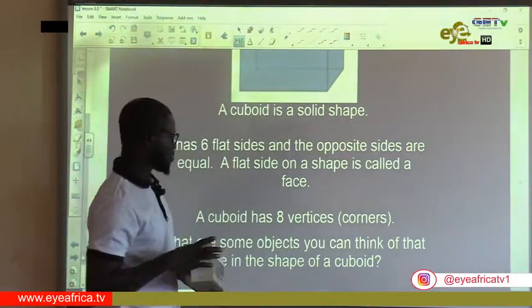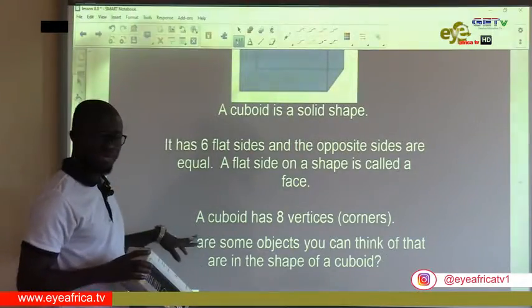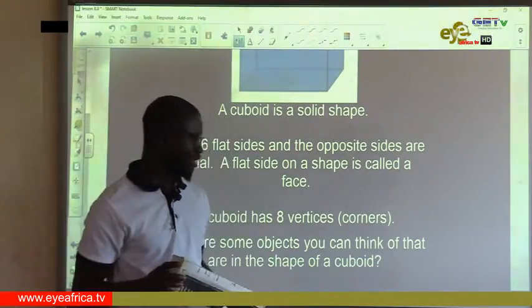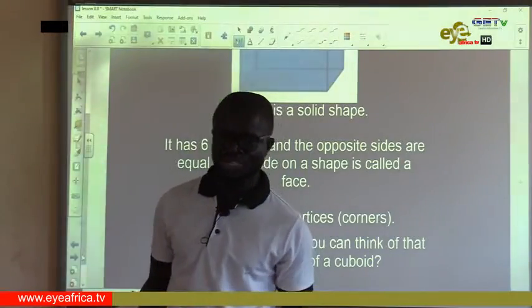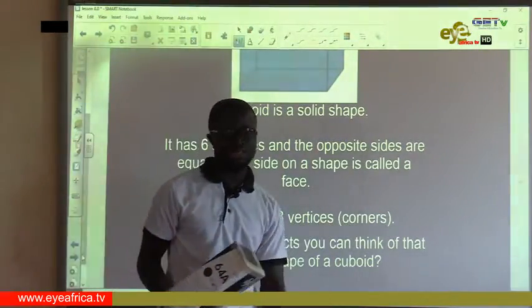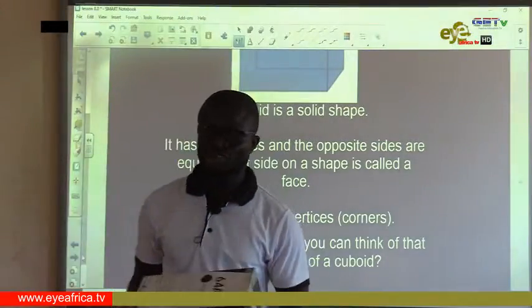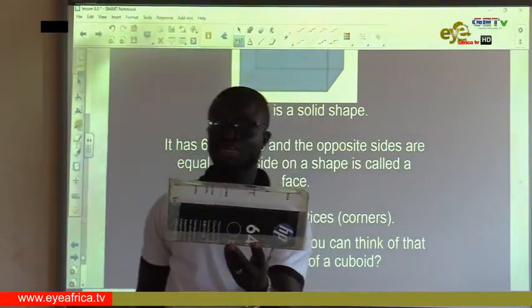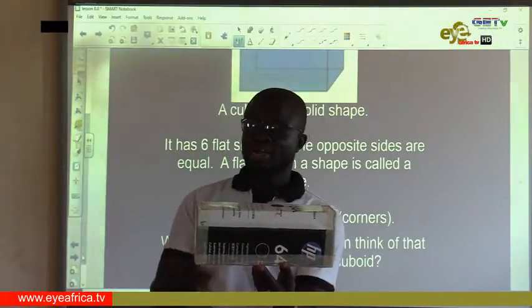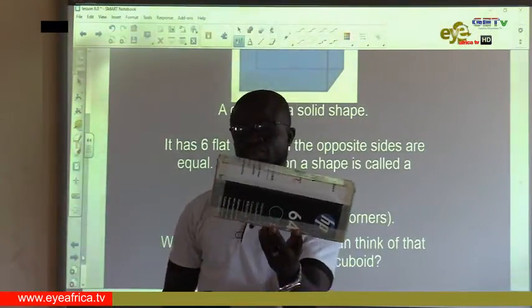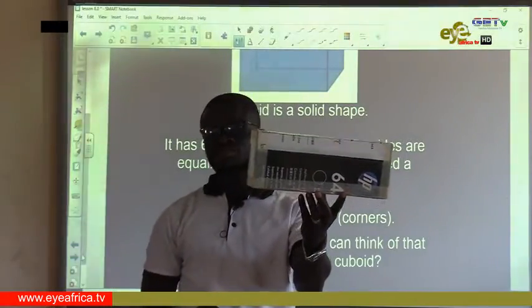And what is that property? The property is a cuboid has 8 vertices, also known as what? Corners. I will use corners in this case. We are told that a cuboid has 8 corners. Remember, I told you seeing is believing. Can we count from the cuboid I have in my hand to know whether a cuboid has 8 corners or not? Let's count and see.